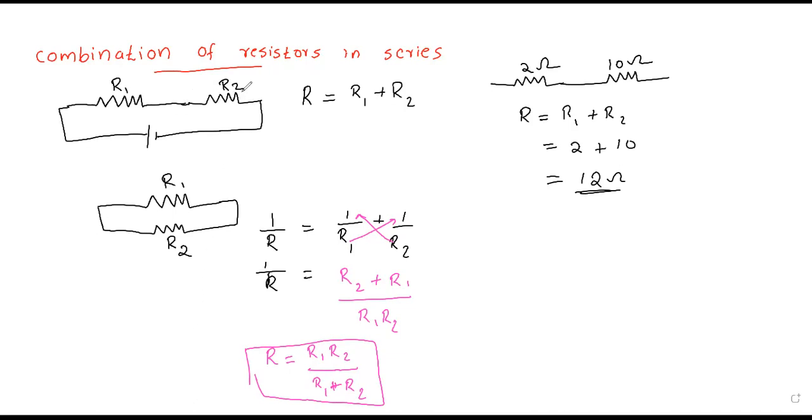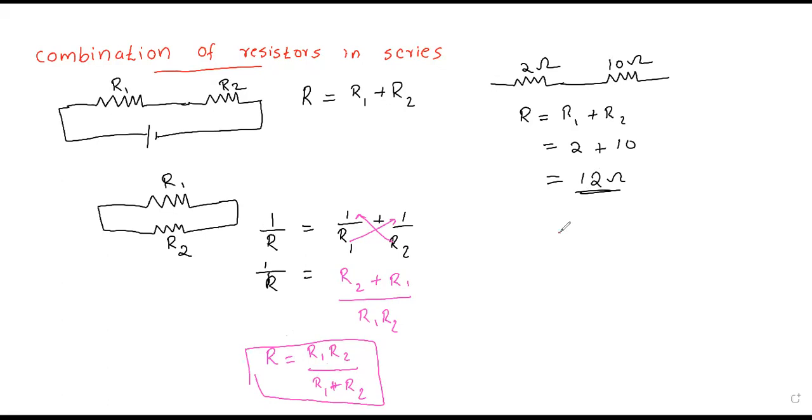If it is series, it is very simple. Just add two resistors. For example, if it is 2 ohm and 10 ohm, the equivalent resistance is 12 ohm. At the same time, if the resistors are connected in parallel, what is the equation for equivalent resistance? Equivalent resistance means total resistance. So what is the expression for total resistance? R is equal to R1 R2 divided by R1 plus R2.